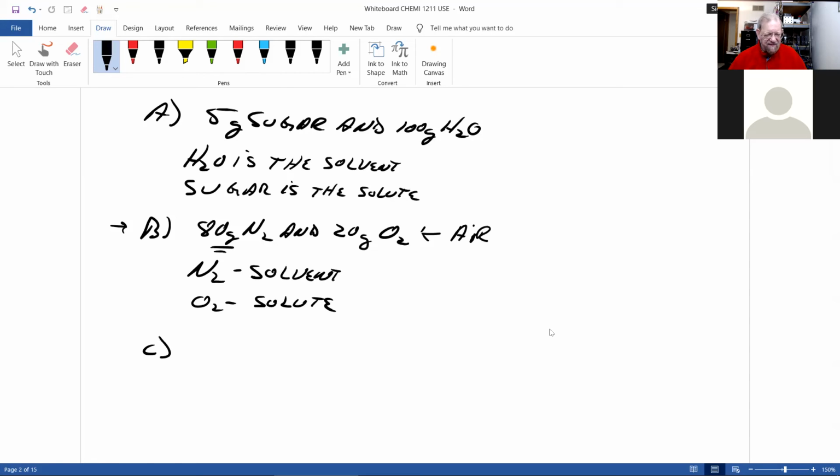Oh, let's do another one. These are fun. And the question is, what's the solvent and solutes for a solution containing 50 grams water, 75 grams ethanol, and 5 grams of sugar, otherwise known as something dangerous to drink?